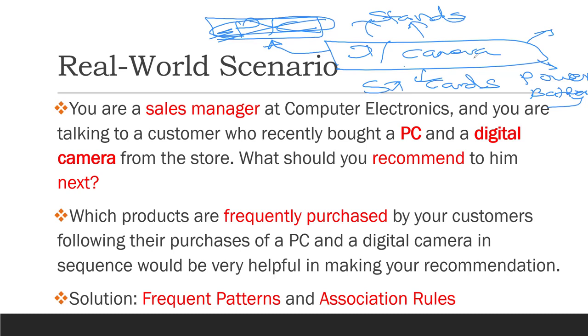So as an electronic shop manager, if he applies association rule mining, he knows the normal customer behavior, what they purchase if they are purchasing a digital camera, right? If he already applies association rule mining and extracts a particular set of association rules, based on the rules he can recommend some important things for that customer, right? So that is the real world scenario.